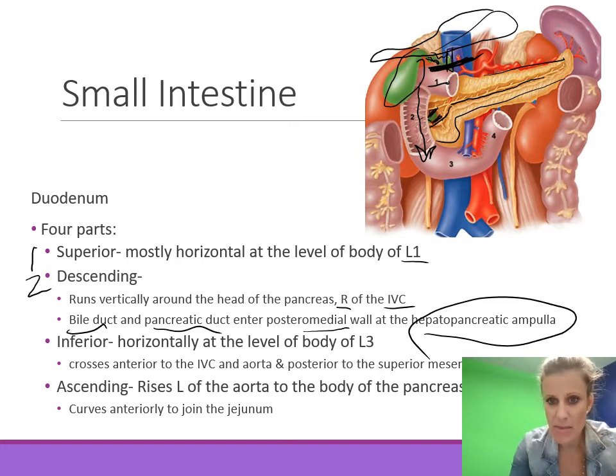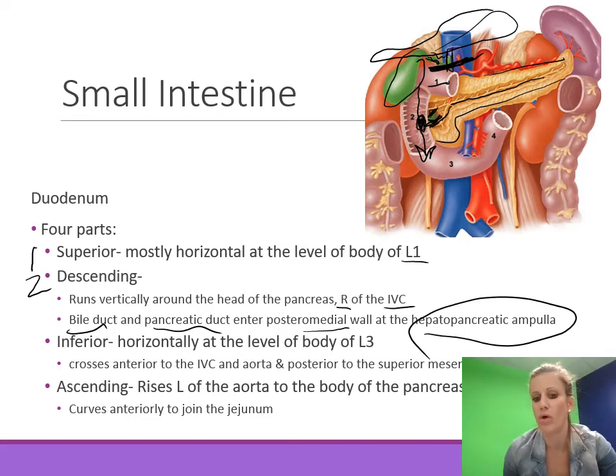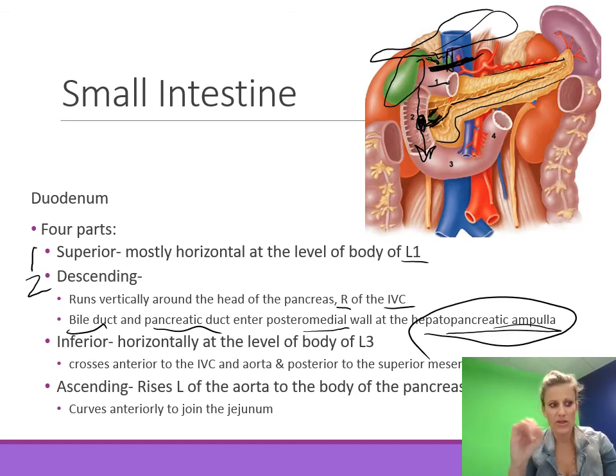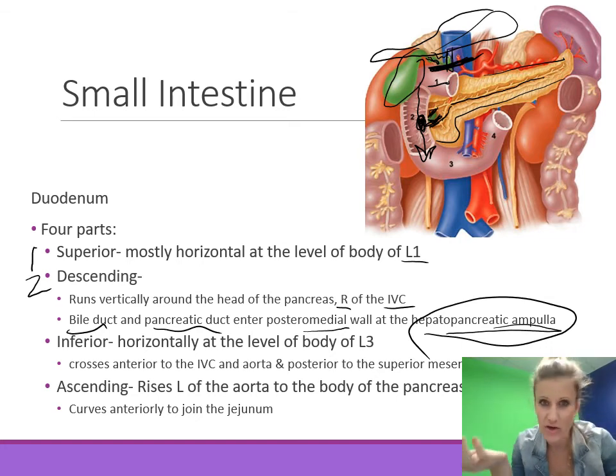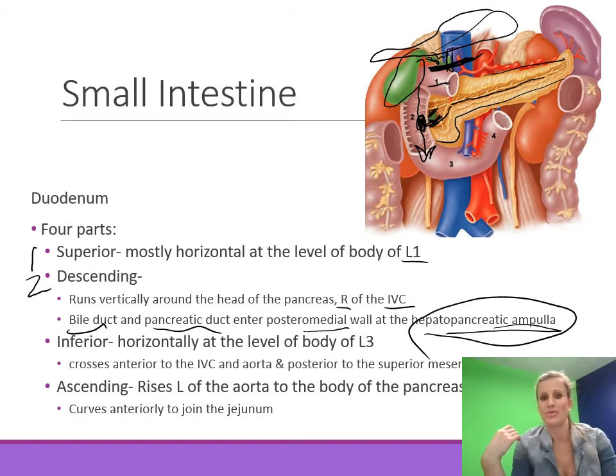The bile duct and the main pancreatic duct come together, and then they enter into the duodenum right there, hitting the posterior medial wall. That area right where they merge, it's kind of like this little swollen part of a tube that's referred to as the hepatopancreatic ampulla. And there is a sphincter there called the hepatopancreatic sphincter, or it's also called the sphincter of Oddi, O-D-D-I, or the sphincter of the hepatopancreatic ampulla. But that controls the release of the bile and the pancreatic juice into the duodenum.